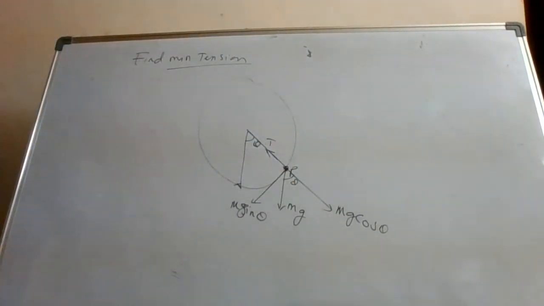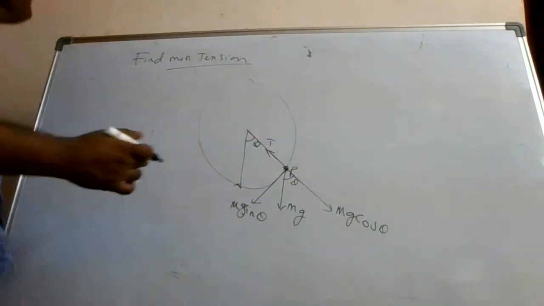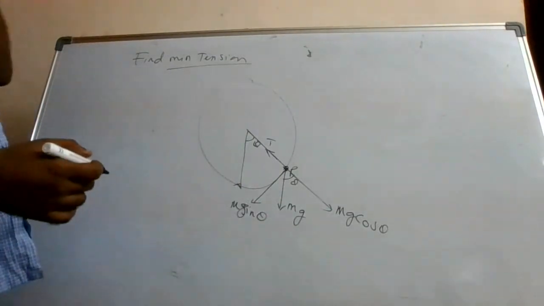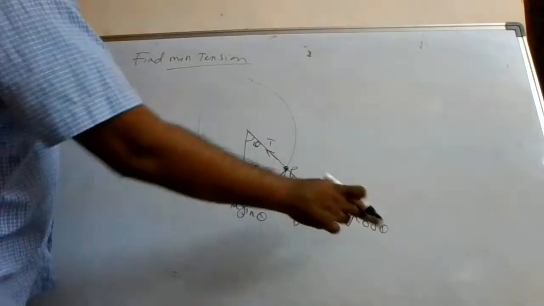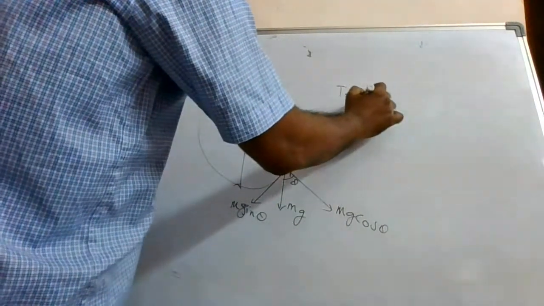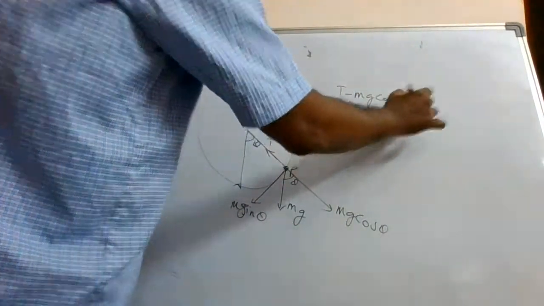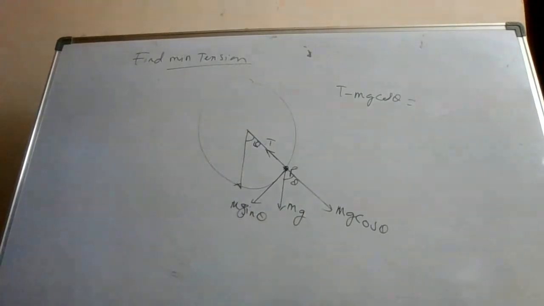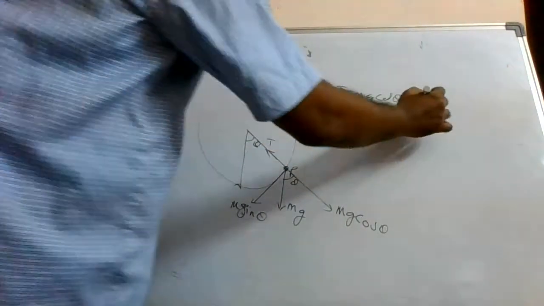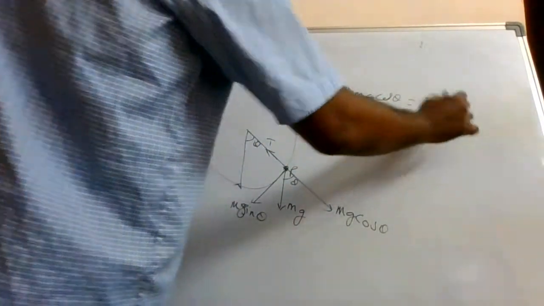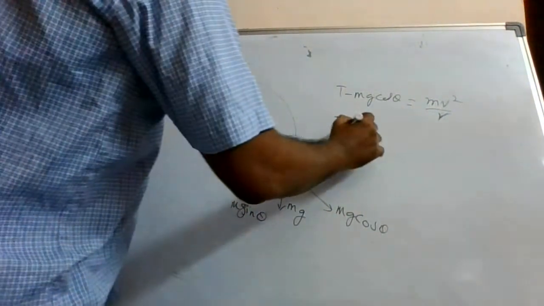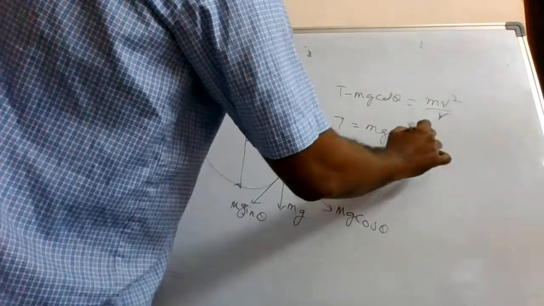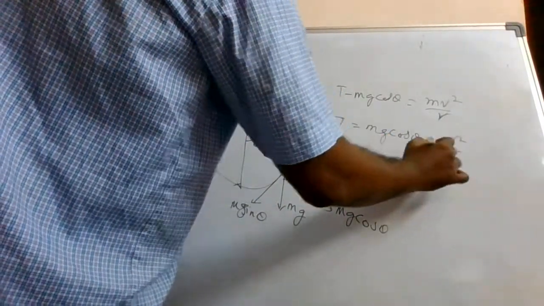How to find that? Here you need to write the equation for the centripetal force. So what is the net force here? T is in this direction, mg cos theta in this direction. So what is the net force? T minus mg cos theta is equal to mv square by r, right? This is the net force. So T is equal to mg cos theta plus mv square by r.